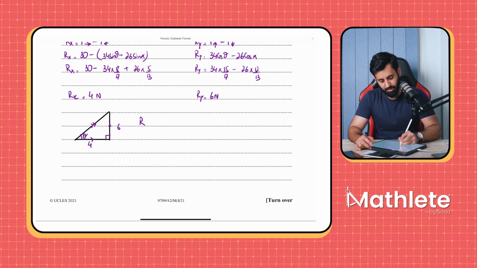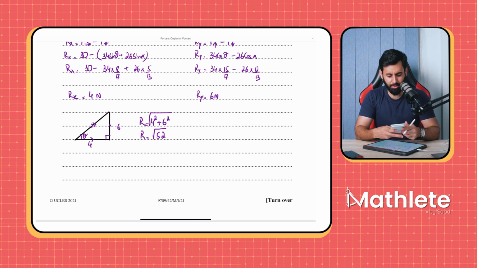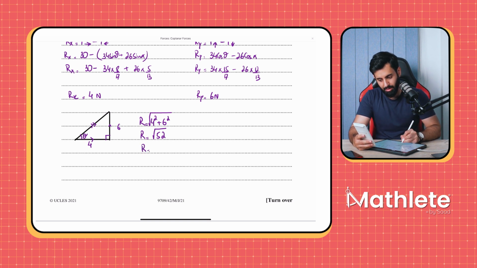Okay, so in order to find out the resultant, that should be a no-brainer. 4 squared plus 6 squared. So that means R is equal to, inside the square root, of course, square root of 36 plus 16, which is 52. Okay, now you can further simplify 52 in surd form and write it like that. And that is 2 under root 13 newtons.